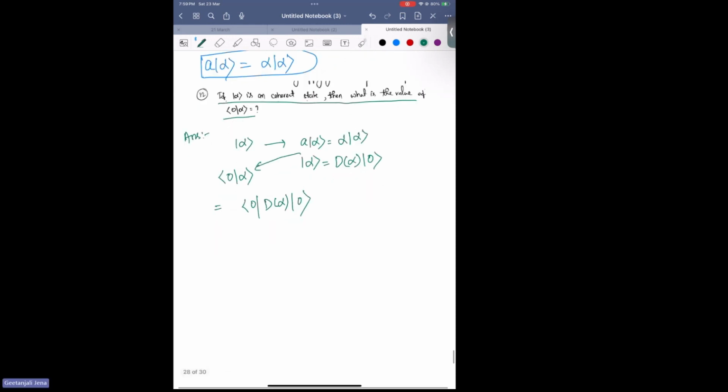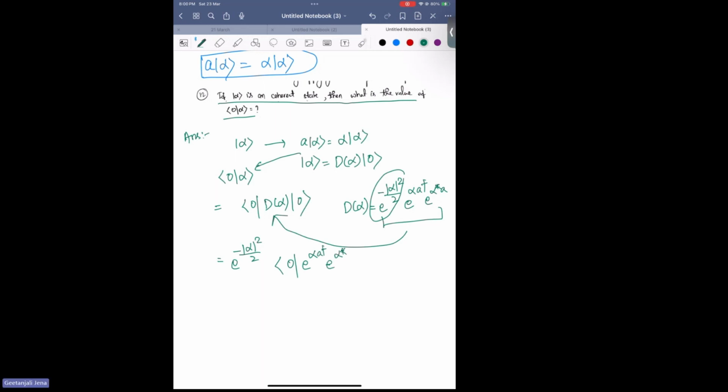Now one of the expressions for the displacement operator is like this. The expression for the displacement operator is e to power minus alpha square by 2, e to power alpha a dagger, e to power minus alpha star a. So you have to put this expression here. So e to power minus alpha square by 2 is a constant, you can take it out. Then what will remain is e to power alpha a dagger e to power minus alpha star a acting on 0.